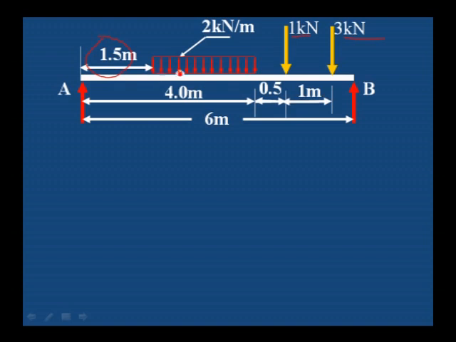And what is the length of this uniformly distributed load? We have to calculate. The total span is 6 meter, and from A to the end of the uniformly distributed load is 4 meter. 4 minus 1.5 is 2.5. This uniformly distributed load is acting for a distance of 2.5 meter, and two point loads are acting, 0.5 meter distance from the uniformly distributed load, and another one is 1 meter distance from the next load.